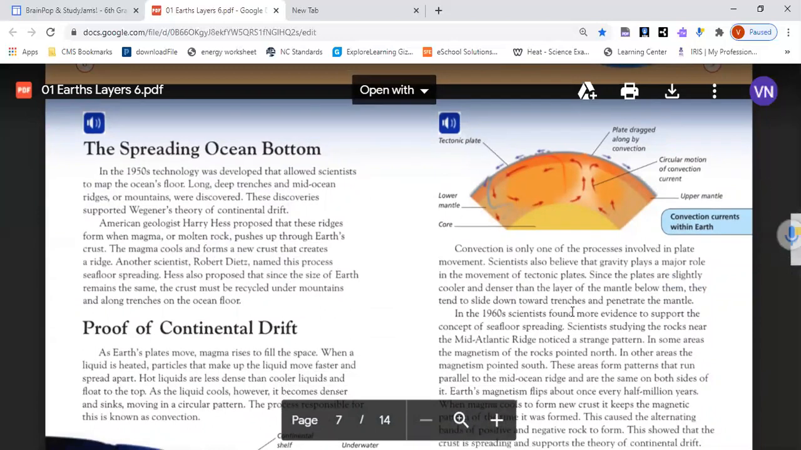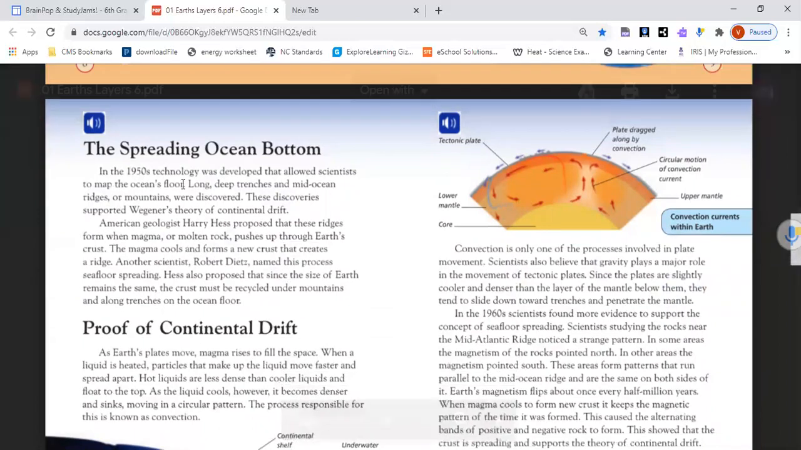Now we have to move on to see the spreading ocean bottom. In 1950, technology was developed that allowed scientists to map the ocean floor.